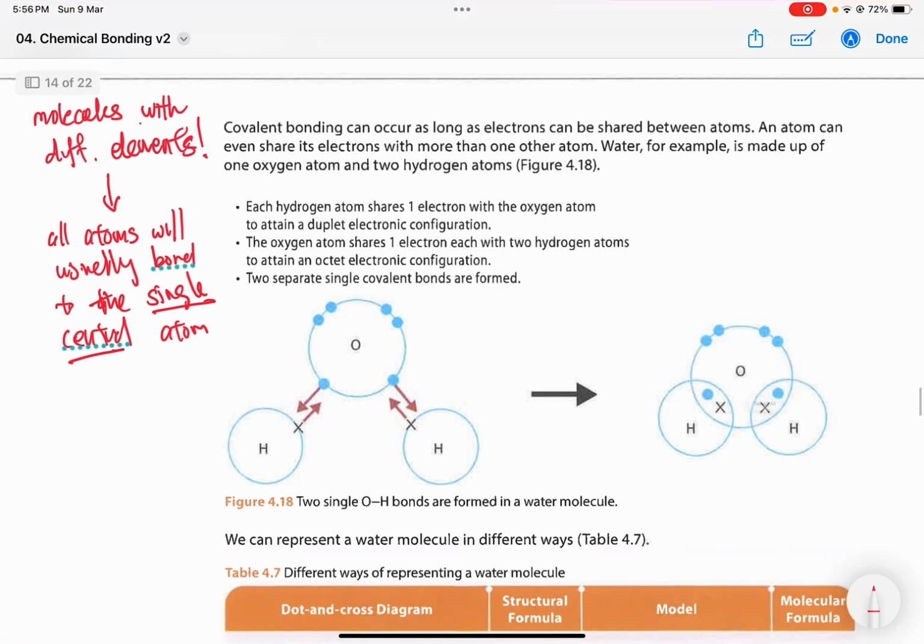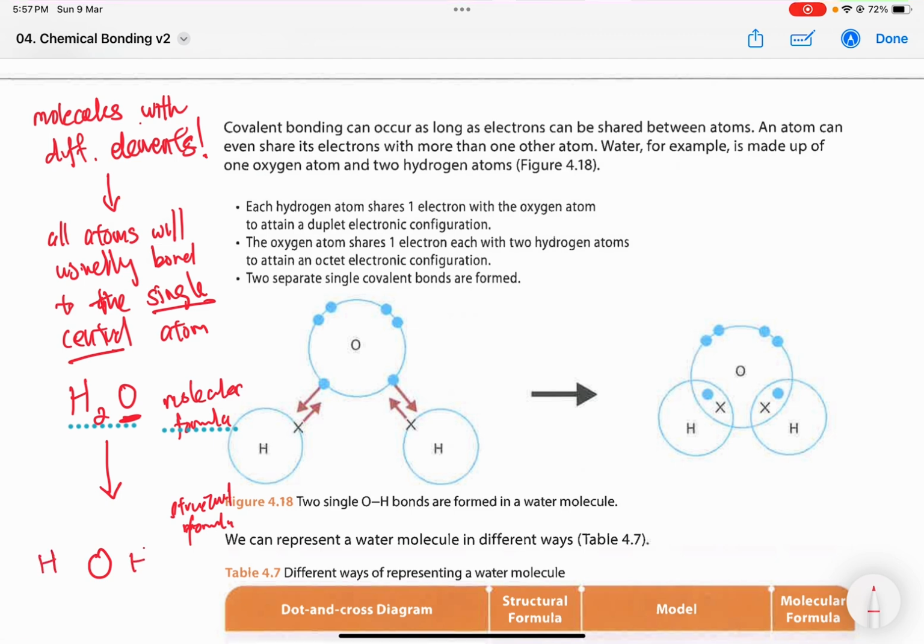So for example, what do I mean by this? If I have H2O, what is the single central atom? It will be oxygen. So H2O, that's a molecular formula. I'll translate this into the structural formula. The structural formula tells me how they bond and the arrangement as well. So I know O is in the middle because that's the single central atom. The H will bond to it. So actually the H will surround it.